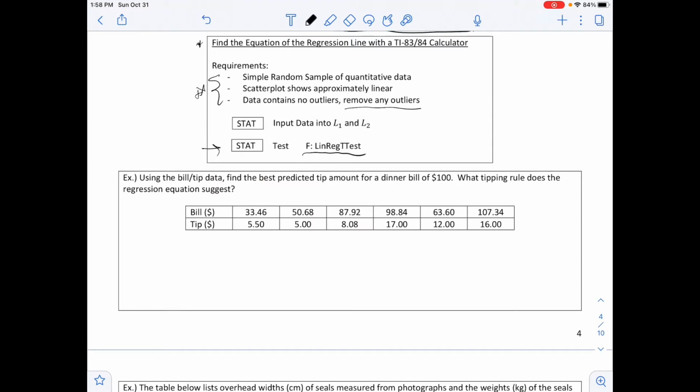The example right below says, using the bill tip data, find the best predicted tip amount for a dinner bill of $100. What tipping rule does the regression equation suggest? The first thing we have to do is input our data, these are our x variables and our y variables, into L1 and L2. Then once we have that inputted, we need to go to Lin Reg T Test.